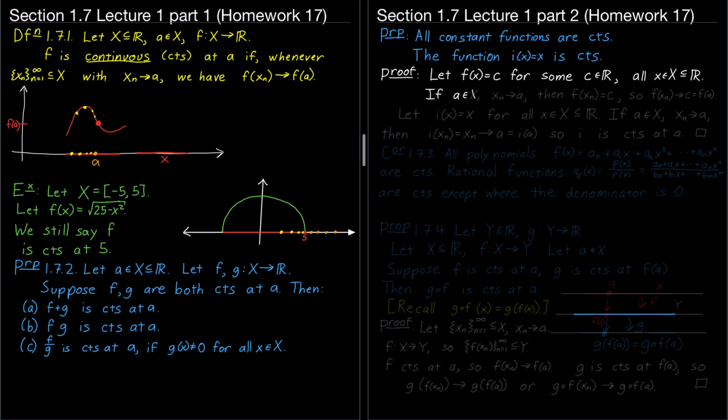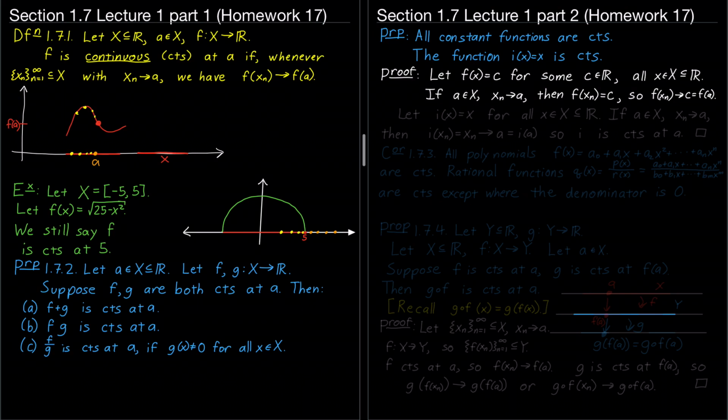If A is in X and xn is converging to A, then f of xn equals c. So f of xn converges to c, also known as f of A. So we see that a constant function is continuous at any point, any particular point you want.